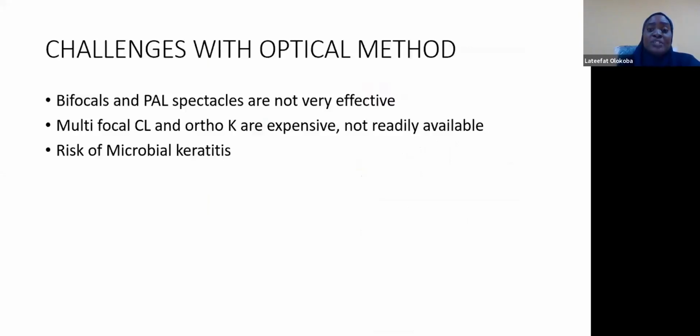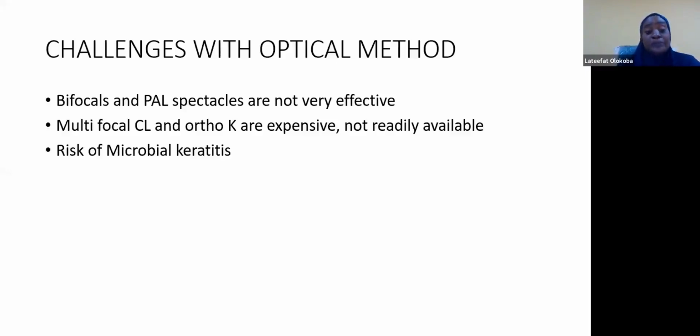So what are the limitations of this optical method of myopia control? The bifocals and the progressive hard spectacles have been shown not to be very effective in controlling axial length growth and in reducing myopia progression. The multifocal contact lens and the auto-K lenses are very effective in preventing further myopia progression, but however, they are very expensive and not readily available in our environment. And these multifocal contact lenses and the auto-K lenses carry the risk of microbial keratitis because of the close contact with the cornea.